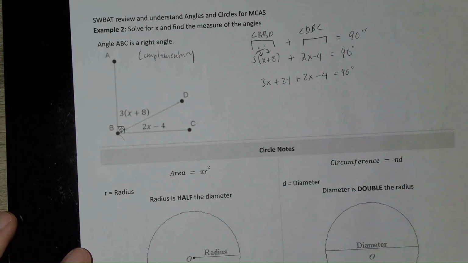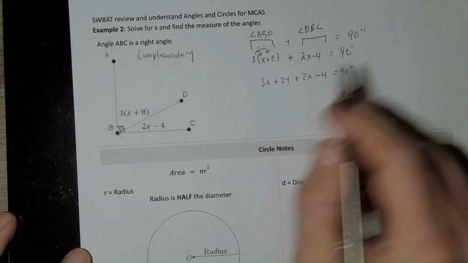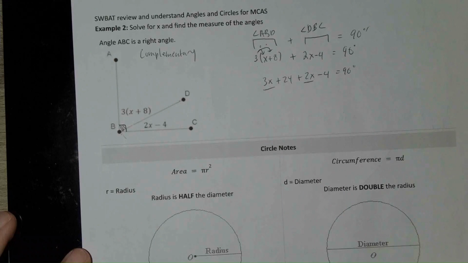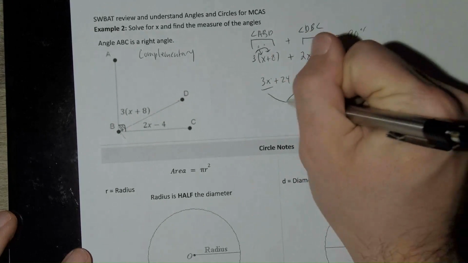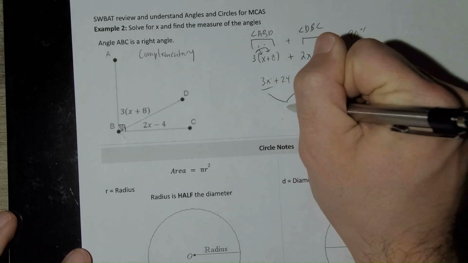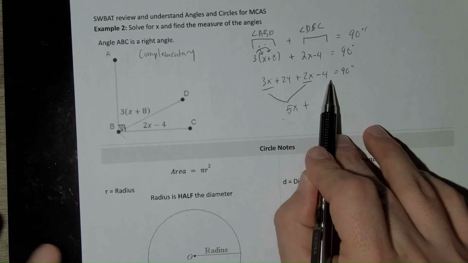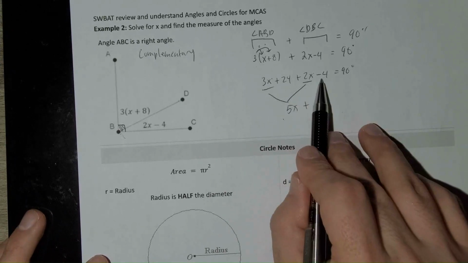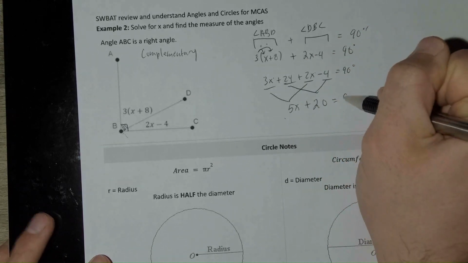And so now we can combine like terms. What's a like term? A like term is a term that has the same variable and exponent. For here, we see this 3x and this 2x both have a variable of x with an invisible exponent of 1. And so 3x plus 2x is just 5x plus 24 minus 4, right? This minus 4 can be seen as plus negative 4. So 24 minus 4, when we combine these constants, we end up just getting 20 is equal to 90.